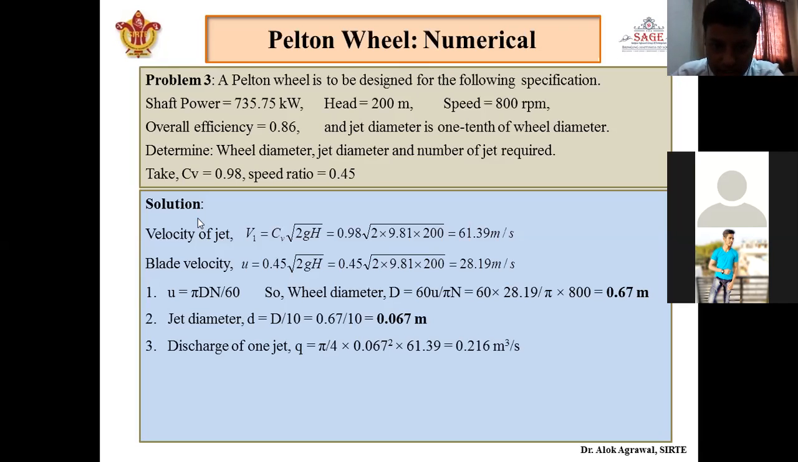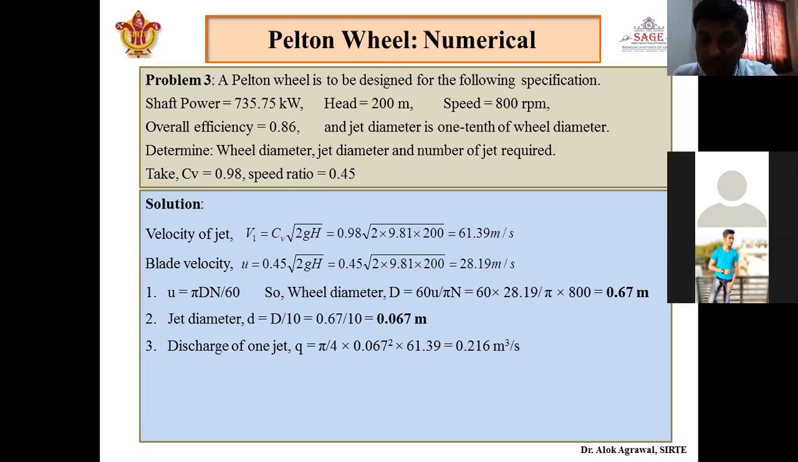Discharge of one jet, a small q, is the area of the jet, that is pi by 4 into 0.067, the jet diameter that we have just calculated, into the velocity. Velocity of the jet is 61.39. So area into velocity gives the flow rate, and this flow rate is from one jet. That's why I gave it a small q. So from one jet it is 0.216 meter cube per second. So we have the discharge from one jet. Now we have to calculate the overall discharge.